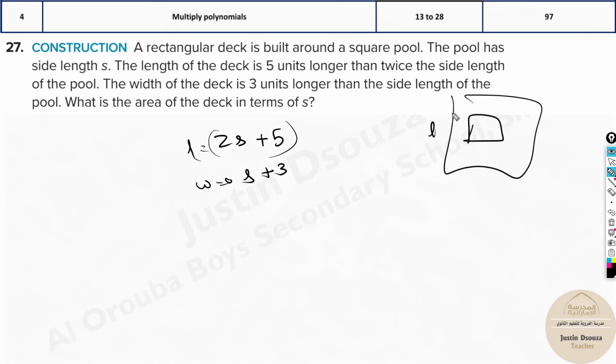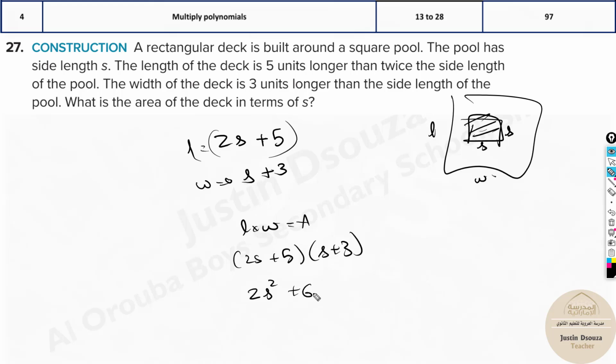We know the length and width. We will find the total area and then subtract the pool out, because the side length of the pool is S, given over here, right? It's built around a square pool, so one side length will be the same thing. Now we find the total area by multiplying length by width. That is 2s plus 5, and over here you will have s plus 3. Multiply this, it will be 2s squared plus 6s plus 5s plus 15, and solving it, it will be 2s squared plus 11s plus 15.